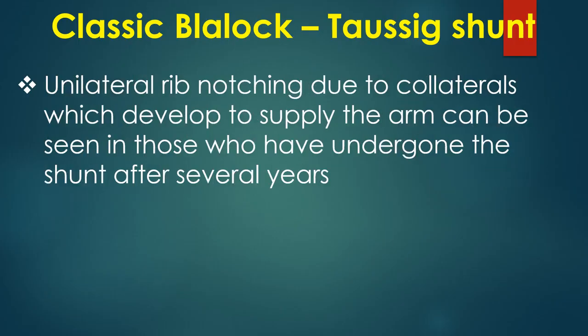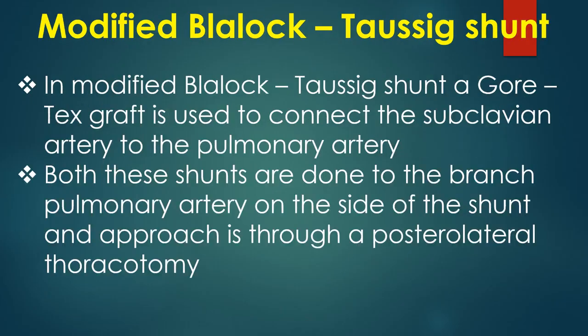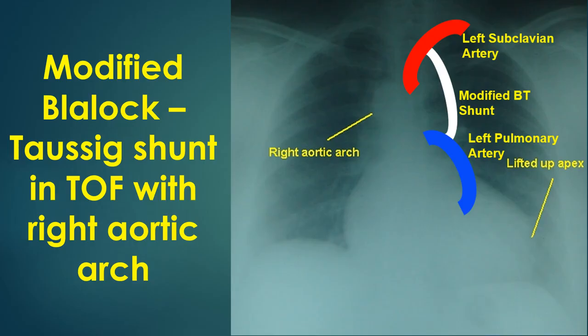Unilateral rib notching due to collaterals which develop to supply the arm can be seen in those who have undergone the shunt after several years. In modified Blalock shunt, a Gore-Tex graft is used to connect the subclavian artery to the pulmonary artery. Both these shunts are done to the branch pulmonary artery on the side of the shunt and approach is through a posterolateral thoracotomy.